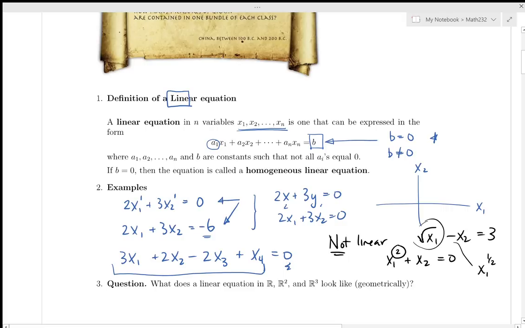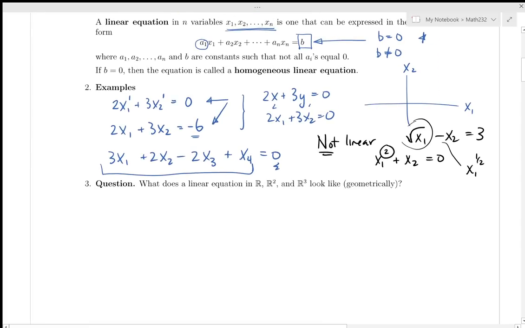Okay, the next thing we're going to ask ourselves is what does a linear equation look like geometrically? Again, let me point to this sort of thing here, at least in two dimensions. We do have a clue sitting right there. So let's first make sure we understand this notation. R here is equal to the set of all real numbers. That's our number line. If I was going to try to represent R, I would represent it like that. That's the number line.